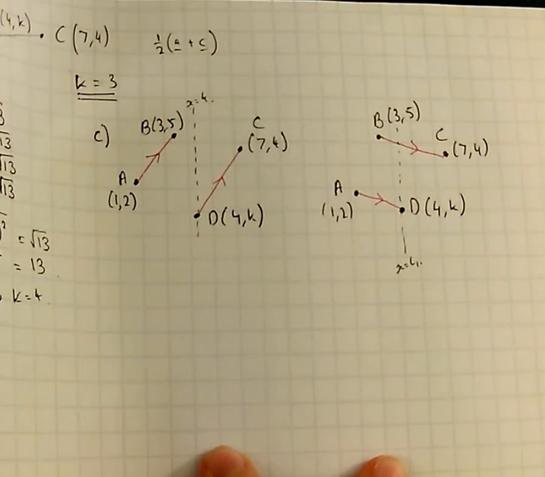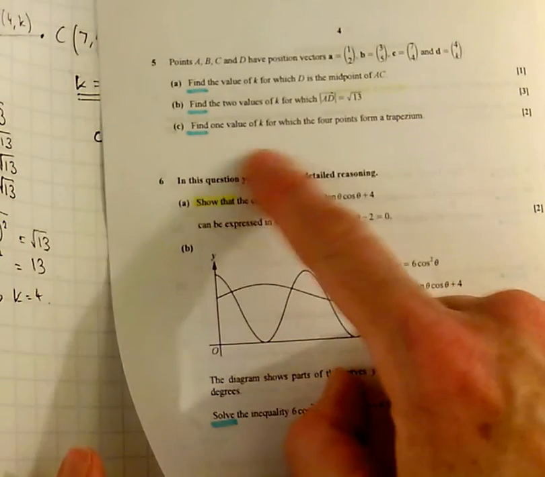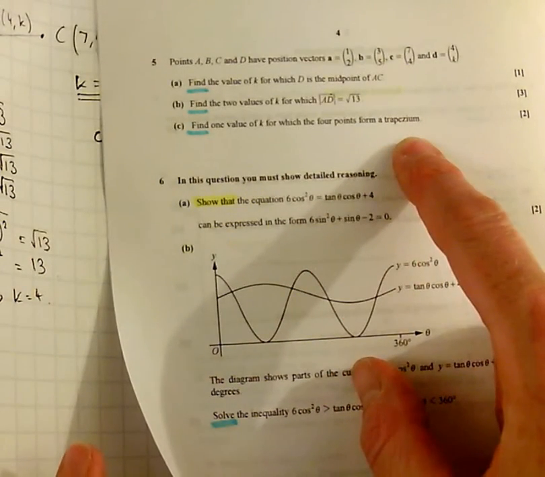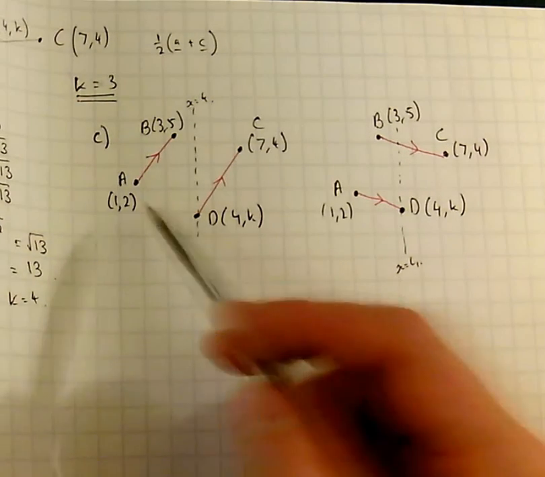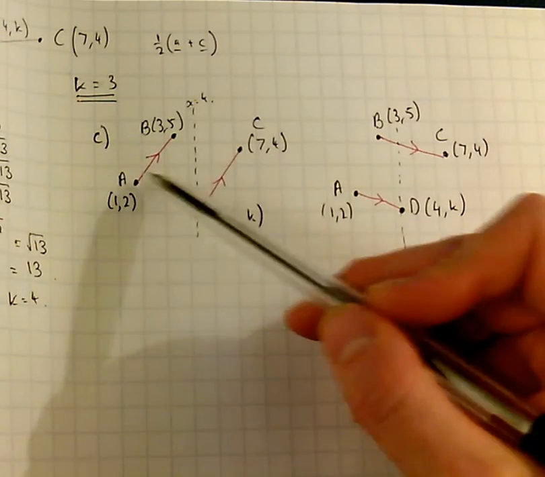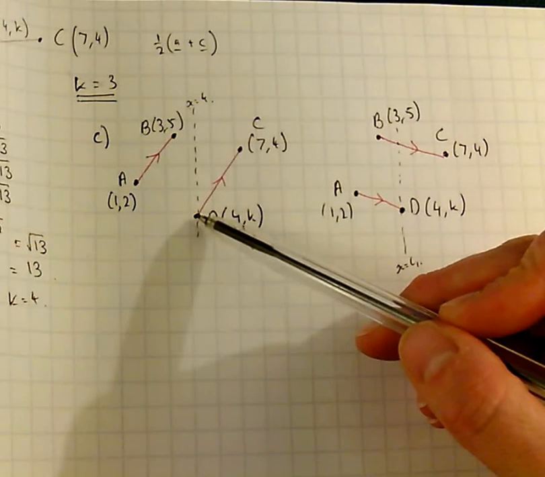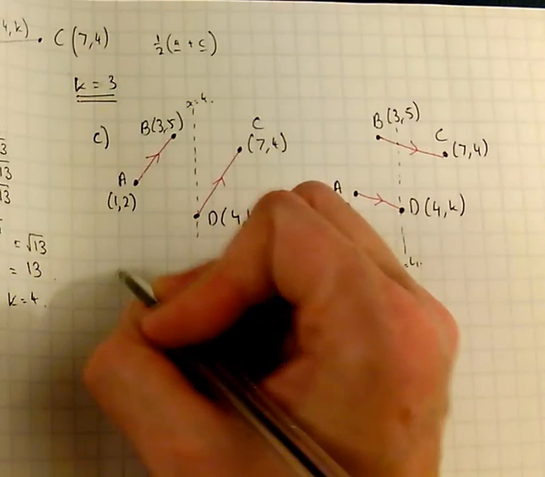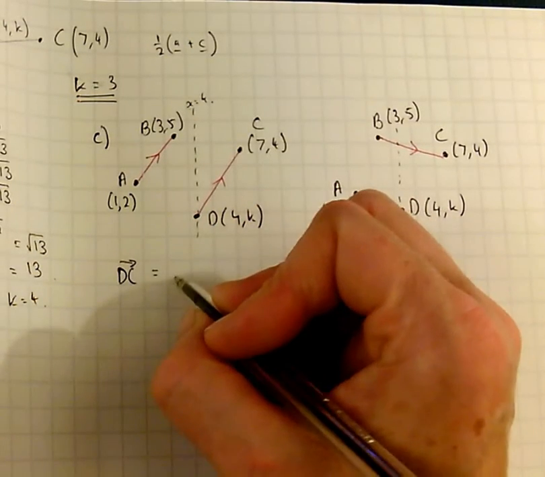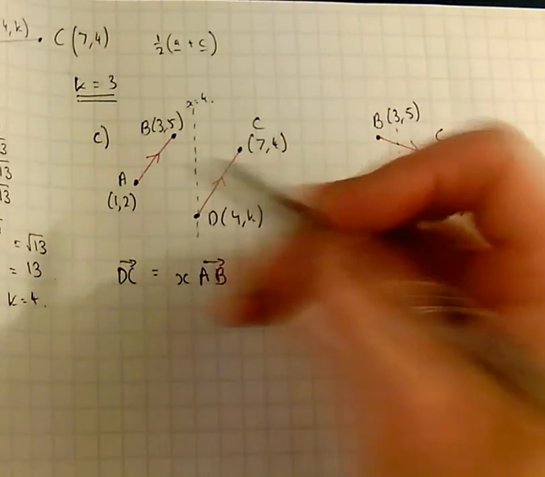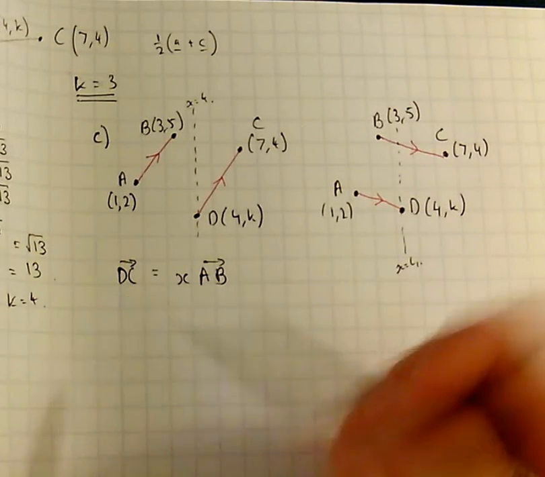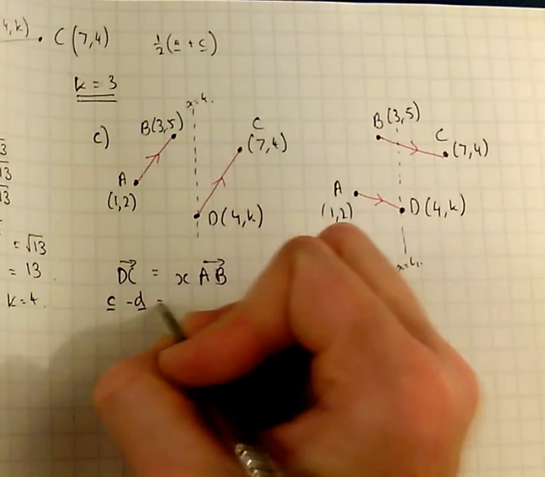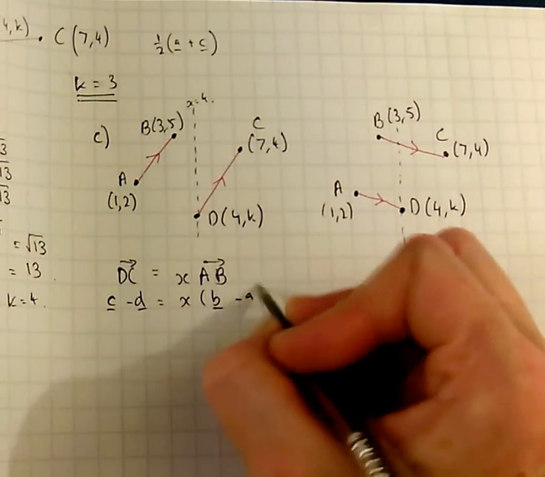Now you're only asked in the question here for one value of k for which you get a trapezium. So you only have to work out one of these. But I'm going to show you both, in case it overlaps with your working out. Let's look at the first case. If we've got parallel lines, then the vector AB is a multiple of the vector DC, or vice versa. So I'm going to do DC equals something times AB. They're the same direction, but one line is longer than the other. So that's why one is a multiple of the other. Let's substitute in. So DC is C minus D, and AB is B minus A.